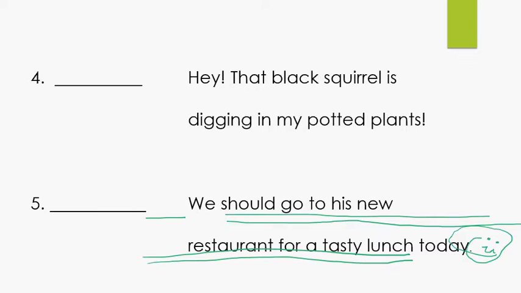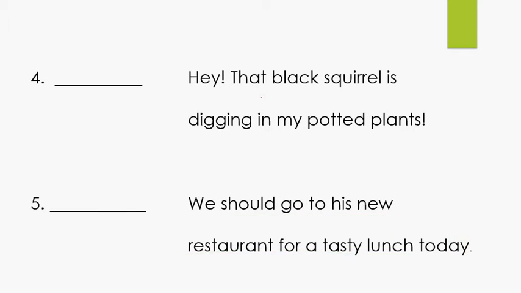Hey, that black squirrel is digging in my potted plants. All right. In. Preposition. In what? Plants. Object of a preposition. What kind of plants? Potted plants. Adjective. Whose plants? My plants. Possessive pronoun adjective. What do we put around the whole phrase? Parentheses. In my potted plants. Do you see any more prepositions?